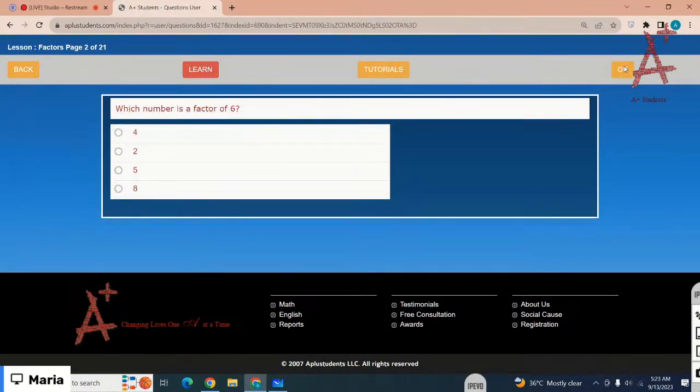Which number is a factor of 6? You are given four options. Which number can evenly divide 6? Two is the only number that is a factor of 6, because 2 can evenly divide 6. So the correct option is 2.